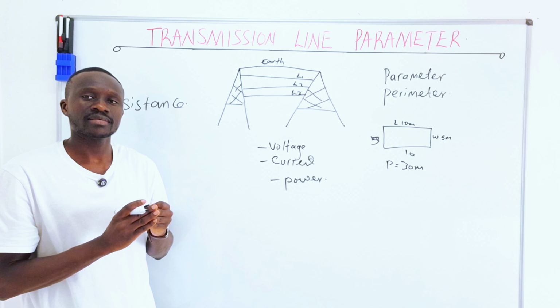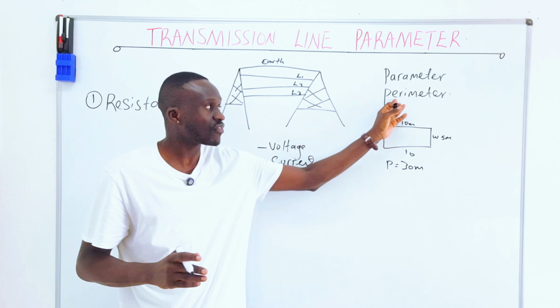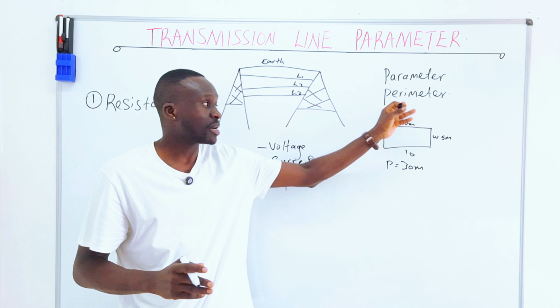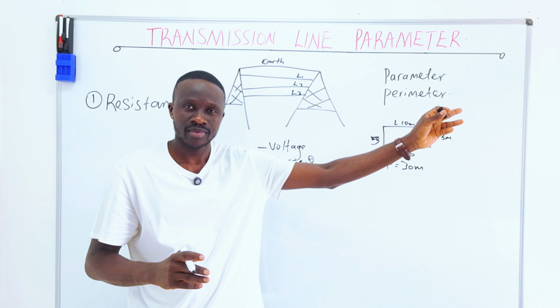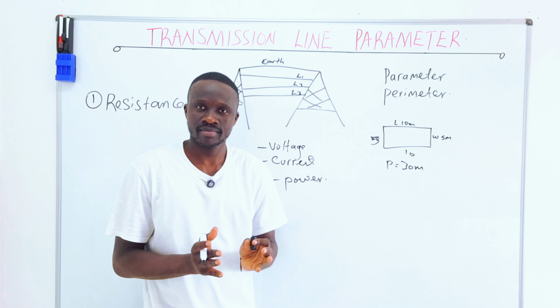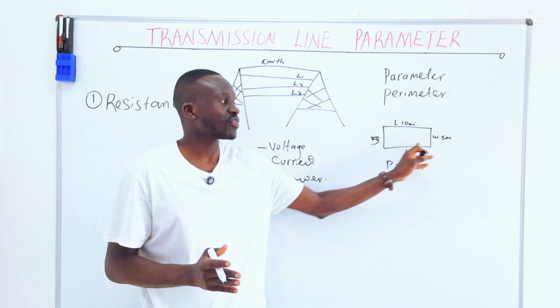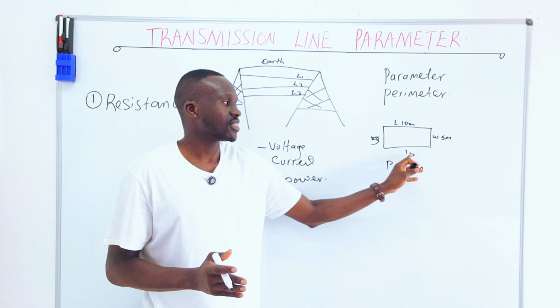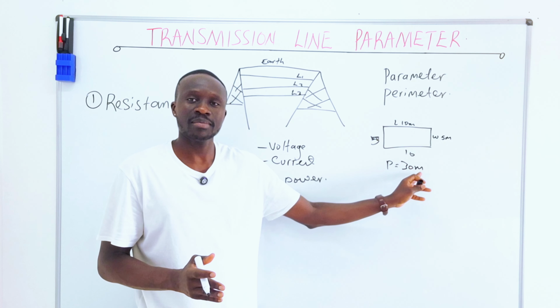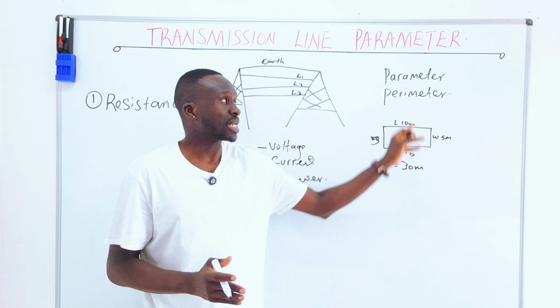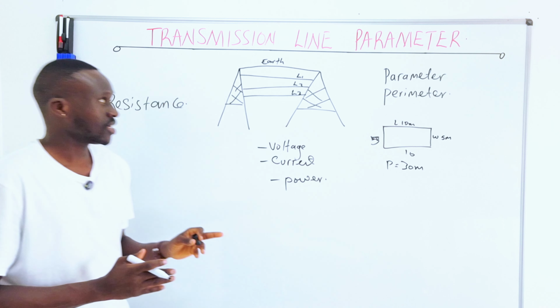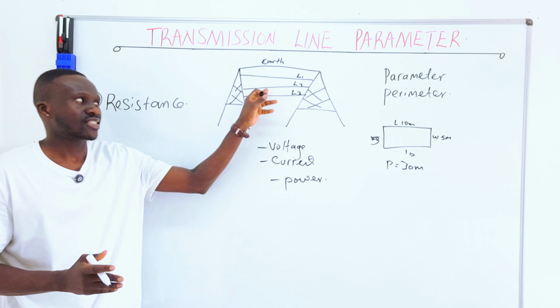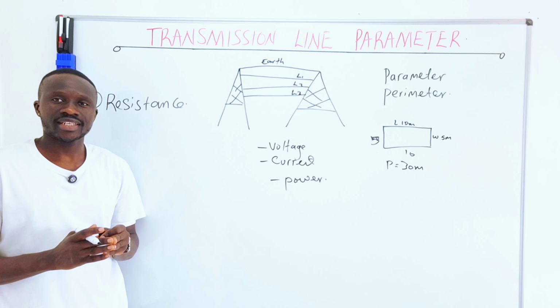That is a parameter. I told you, it is different from perimeter. Perimeter is the total length of the shape of anything. As we have seen here, the total length of this triangle, with sides 10, 10, 5, 5, is 30 meters. This is the perimeter. But a parameter is different: it is the characteristics of these electrical conductors.